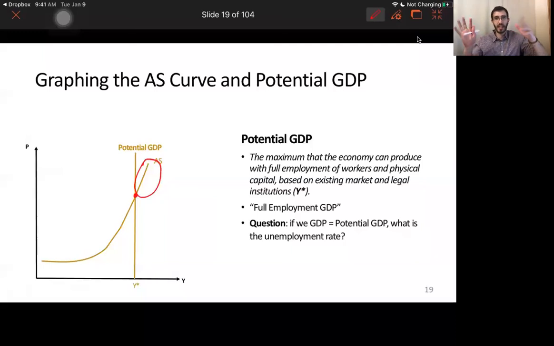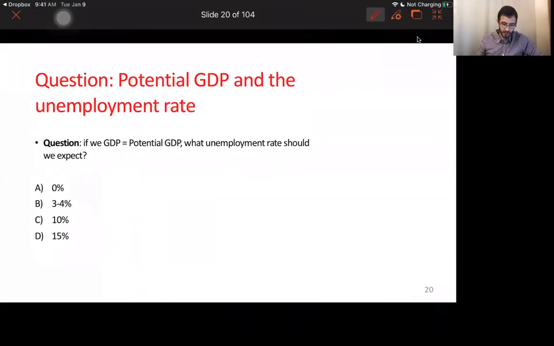Okay, so let's recap something that we talked about before. As we're putting this all together, if we know that full employment GDP is equal to the most efficient level of production, given the current economic scenario and institutional setup, what is the unemployment rate at that point? 0%, 3 to 4%, 10%, or 15%? When GDP equals potential GDP, what should we expect based on what we talked about regarding unemployment? So take a second and try to solve this one as well. It's going to be very cool to talk about it too.